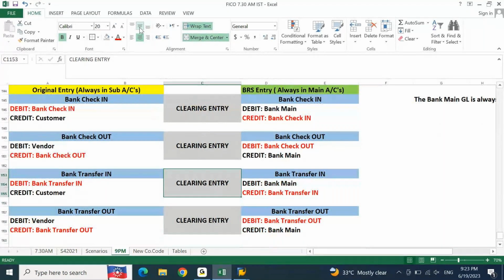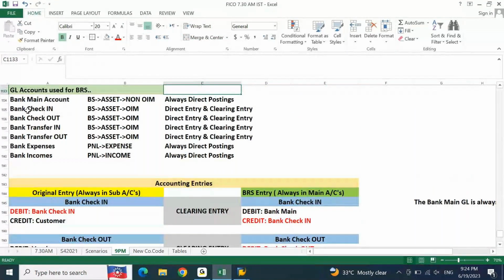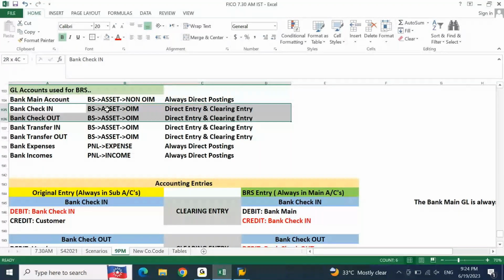Yes. For check incoming, check outgoing, transfer incoming, transfer outgoing, we have written clearing entries. Why have we written clearing entries? Because if you see this, check incoming is balance sheet, asset, open item management, for which you will be passing direct entry as original transaction, clearing entry as BRS transaction, correct? Yes. Similarly, for check outgoing, this is also balance sheet, asset, open item management account, for which you will be passing original entry as direct entry, BRS entry as clearing entry. Same is applicable for these four.